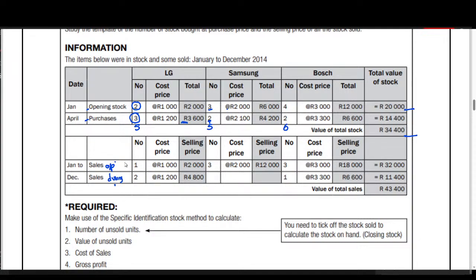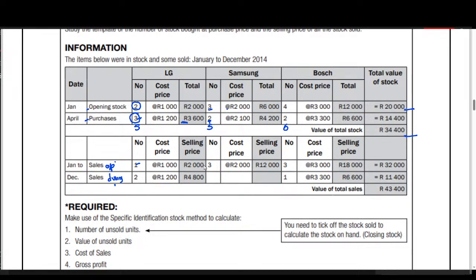Okay? So, let's look at LG. LG at the opening, we had 2 items. We sold 1 item. Meaning that we still have 1 item left that we did not sell. Alright? Then the ones that we bought during the year, there were 3. But we sold how many? 2. We are left with 1. We are just analyzing the information that is given.